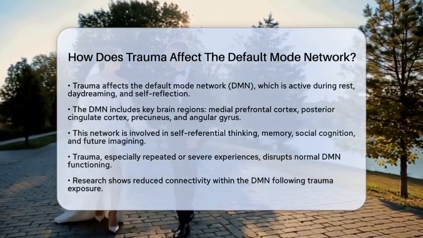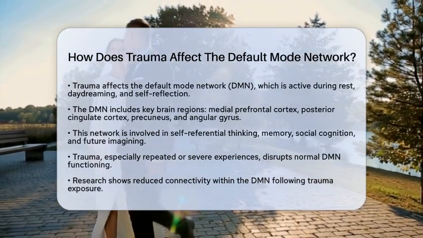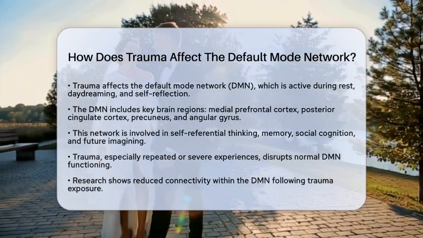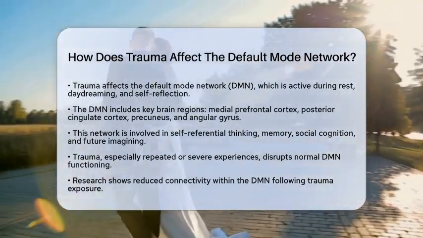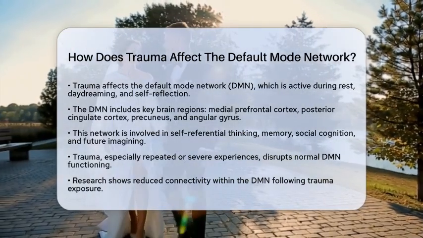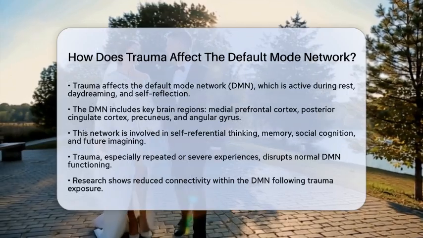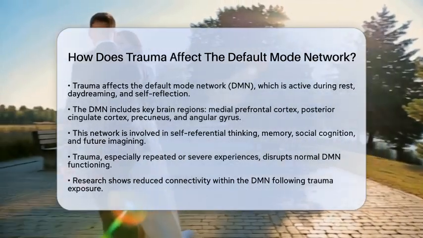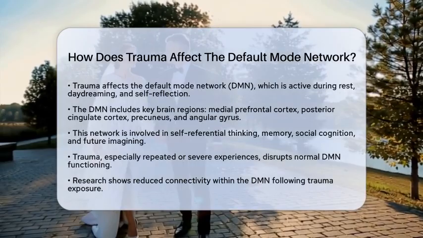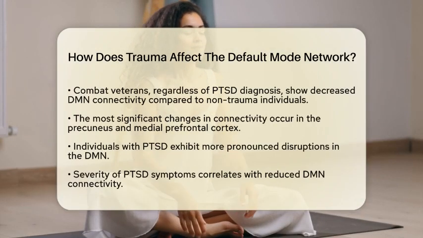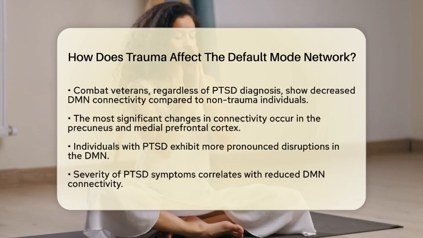When a person experiences trauma, especially repeated or severe trauma, it can disrupt the normal functioning of the DMN. Research indicates that exposure to trauma can lead to reduced connectivity within this network. This means that the communication between different parts of the DMN becomes weaker. Studies involving combat veterans have shown that both those with and without post-traumatic stress disorder experience decreased DMN connectivity compared to individuals who have never faced trauma.